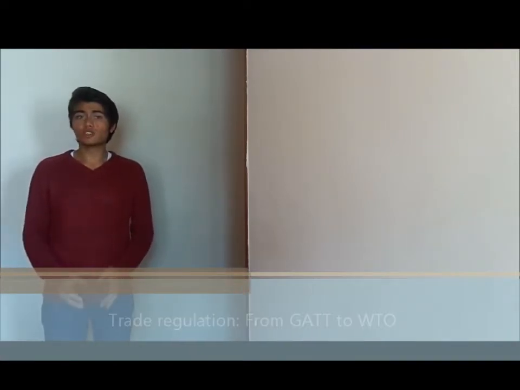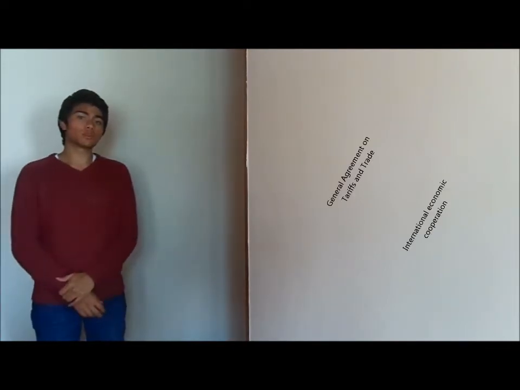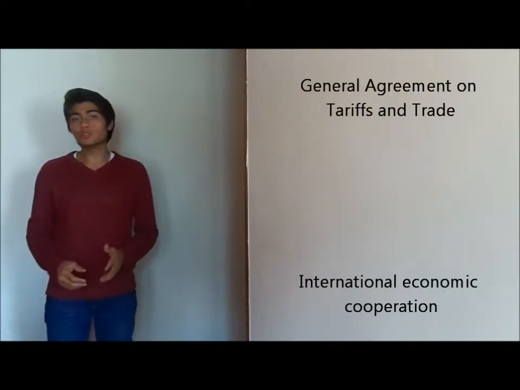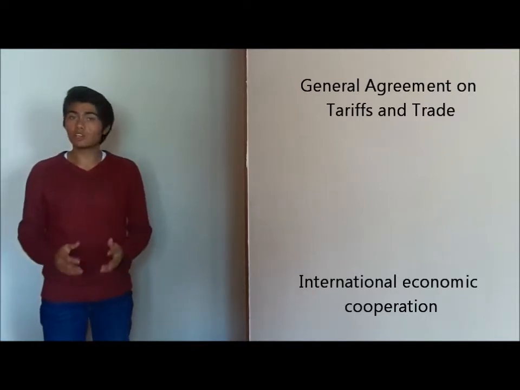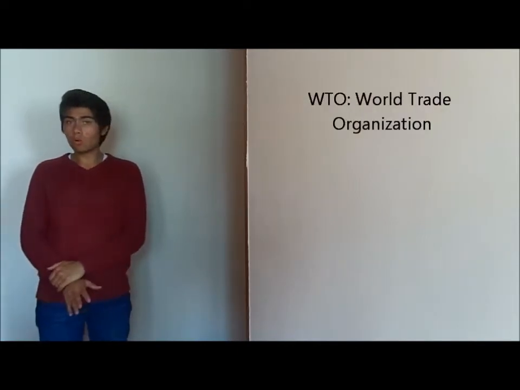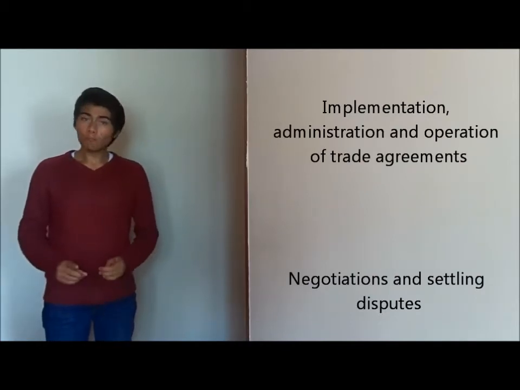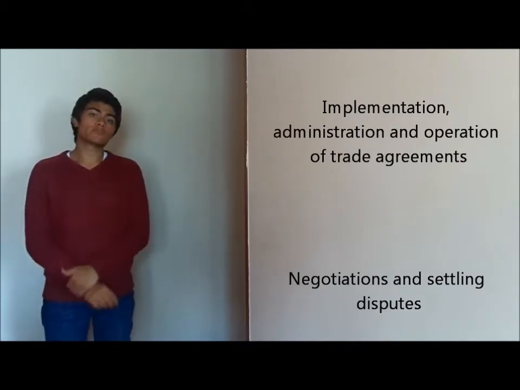International trade started to be globalized when the General Agreement on Tariffs and Trade, the GATT, was established after World War II, in the wake of other new multilateral institutions dedicated to international economic cooperation. Later, its members concluded that the GATT system was strained to adapt to a new globalizing world economy, and in Uruguay the WTO, the World Trade Organization, was established, which oversees the implementation, administration, and operation of the core trade agreements and provides a forum for negotiation and for settling disputes.